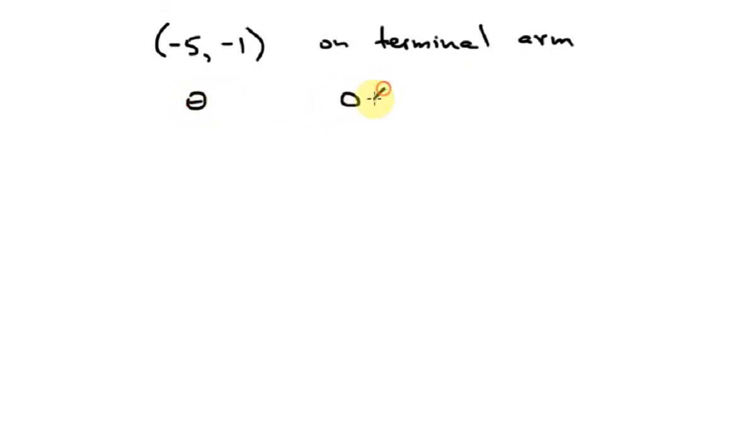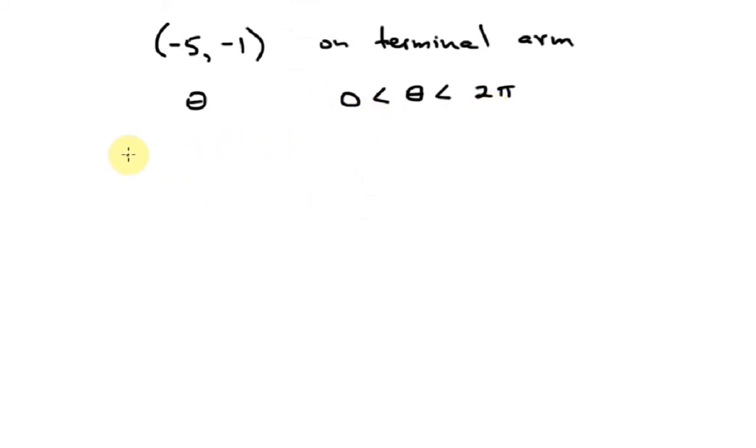In this example, we have the following point, negative 5, negative 1. It's also on the terminal arm. And let's see what's required of us this time. We're going to try to find theta, and we're told theta is between 0 and 2 pi. So that's kind of nice. This time, I think we're only going to get one answer because we're not going into the negative zone. It's just basically in one positive rotation between 0 and 2 pi.